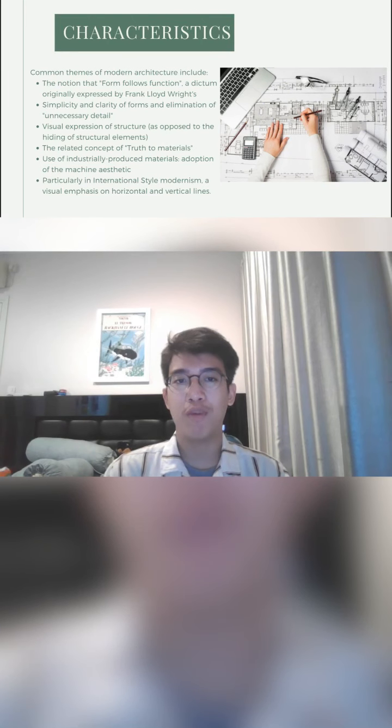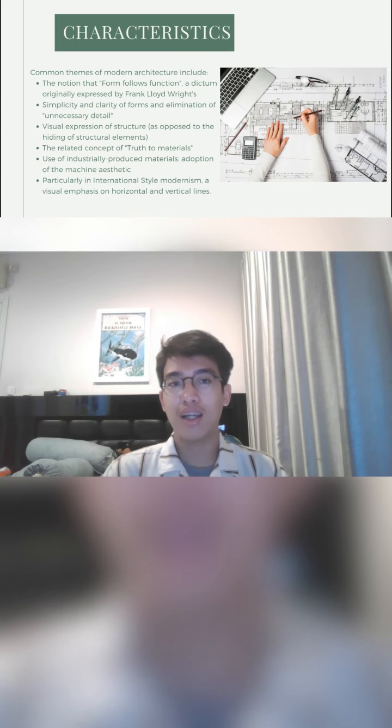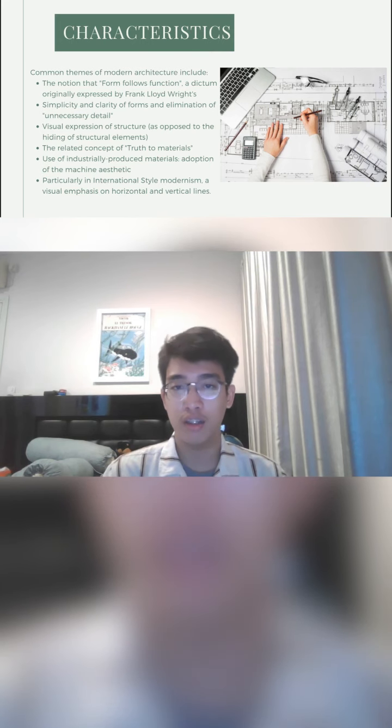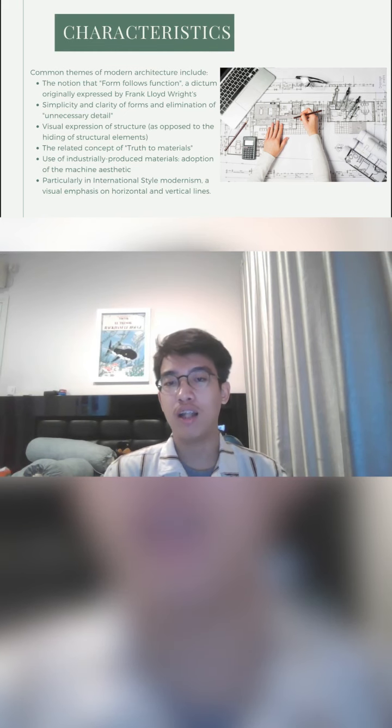Characteristics. Common themes of modern architecture include, first, the notion that form follows function, a dictum originally expressed by Frank Lloyd Wright. Second, simplicity and clarity of forms and elimination of unnecessary details. Third, visual expression of structure, as opposed to the hiding of structural elements. Fourth, the related concept of truth to materials. Fifth, use of industrially produced materials and adoption of the machine aesthetic. And last but not least, particularly in international style modernism, a visual emphasis of horizontal and vertical lines.